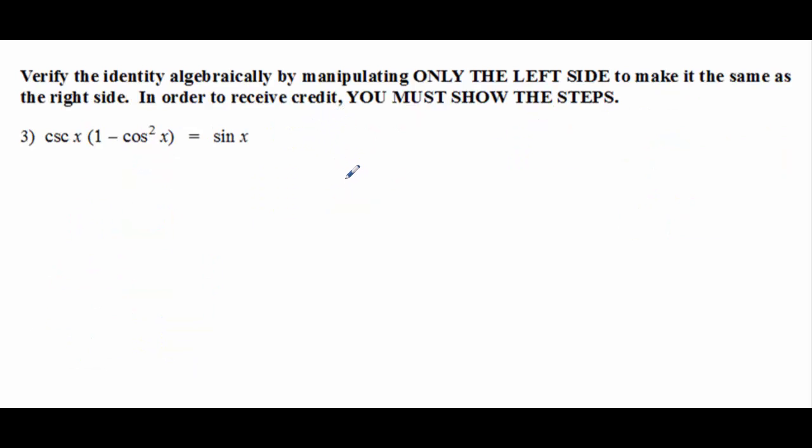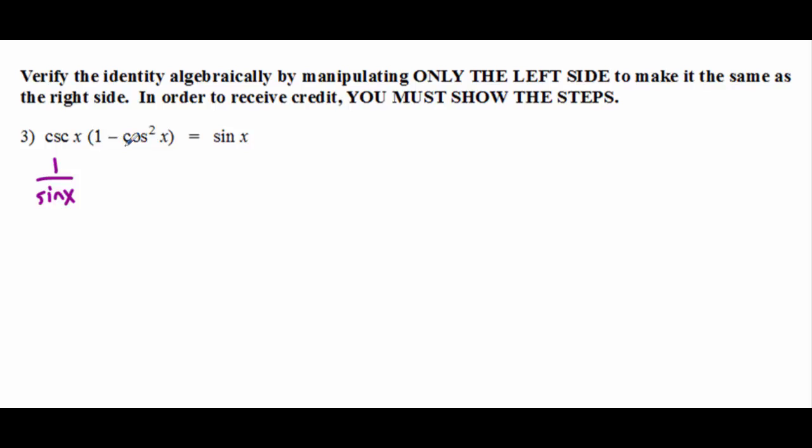Number 3 is an actual identity, which means they're giving you the answer over here on the right side, and we're just supposed to work on the left side until we get that answer. So in general, the steps we usually take for this is we say, well, anything that's not sine or cosine, at some point I'm probably going to want to change. And so the fact that this is cosecant x, I'm probably going to want to change it to 1 over sine x at some point. I don't necessarily have to do that on my first step, but at some point I'm probably going to want to think about making that change.